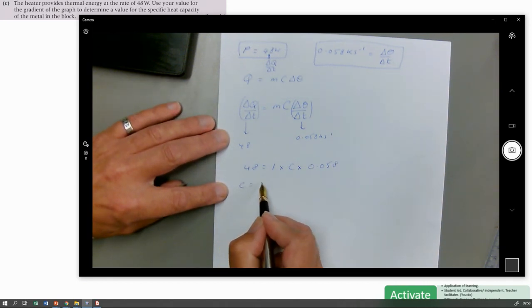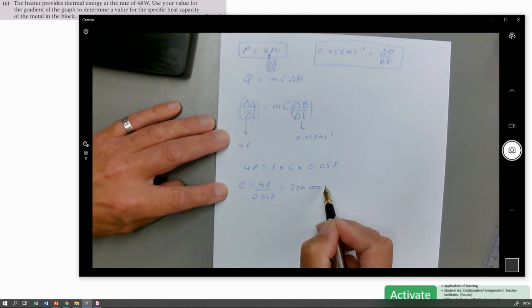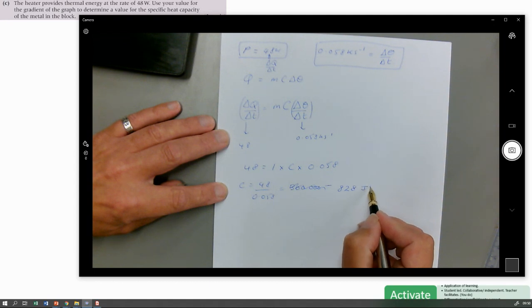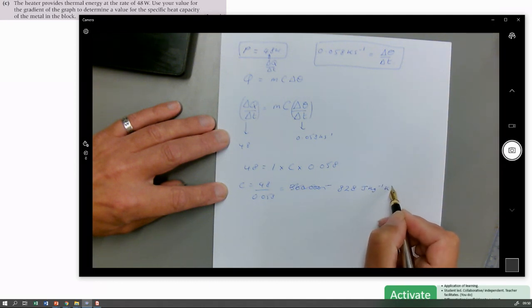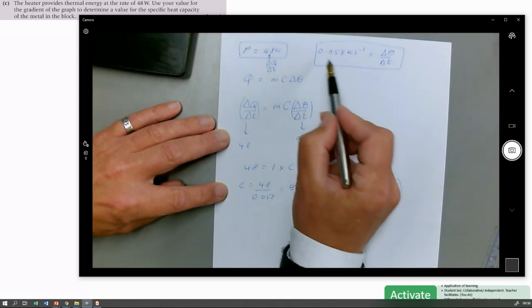So C is equal to 48 divided by 0.058, which comes out to be, I've already calculated it, 300,000. No, it's not. Wrong calculation. That comes out to be 828 joules per kilogram per Kelvin. Okay. Now I've used my value of gradient.